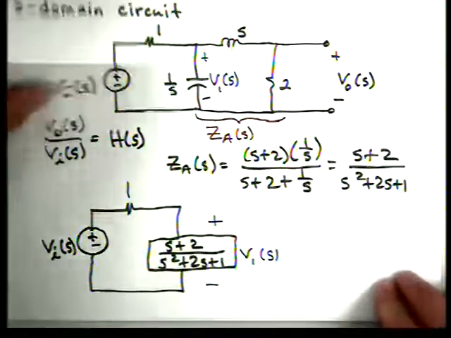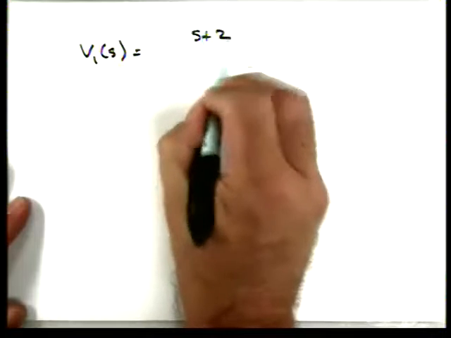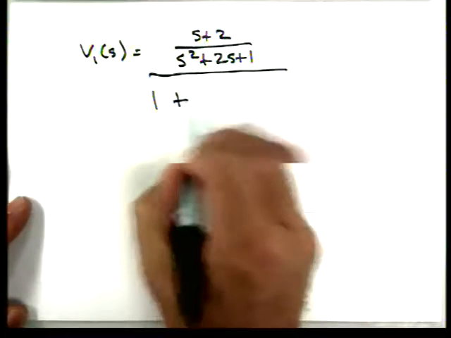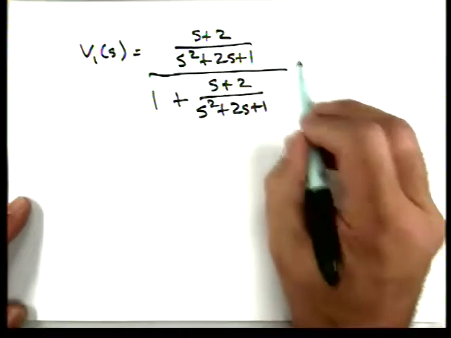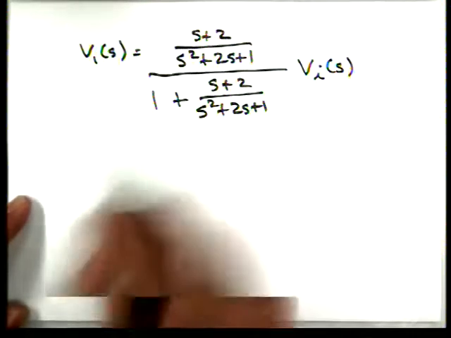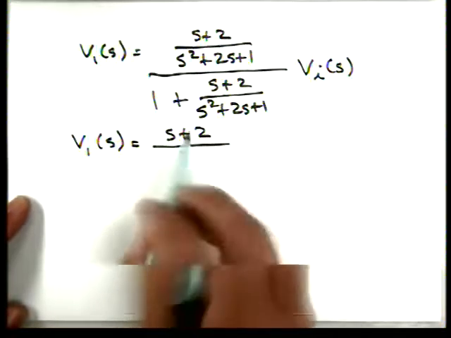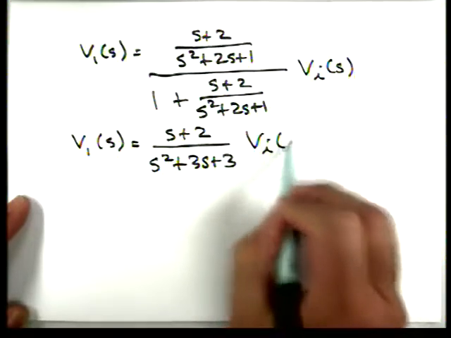So now V1 of S we can just calculate using voltage division. So V1 of S is S plus 2 over S squared plus 2S plus 1, over 1 plus S plus 2 over S squared plus 2S plus 1, times VI. If we go through and work with the algebra, we can get V1 of S is S plus 2 over S squared plus 3S plus 3 times VI.